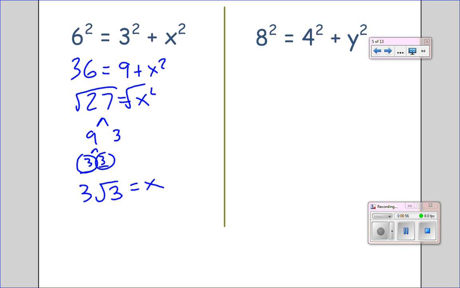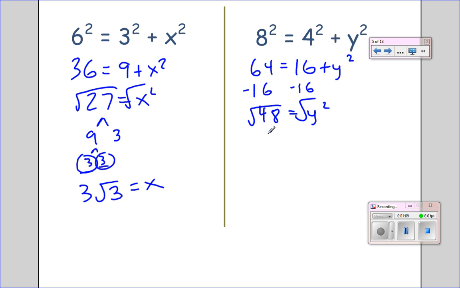x. For here, we should have had 64 equals 16 plus y squared, and this might be reversed from what it was on the previous page, but the answers will still come out. 48 equals y squared, square root it. Break down 48, 16 and 3, prime. 16 is 4 and 4, so there's a pair. So you're left with y equals 4 square root 3.